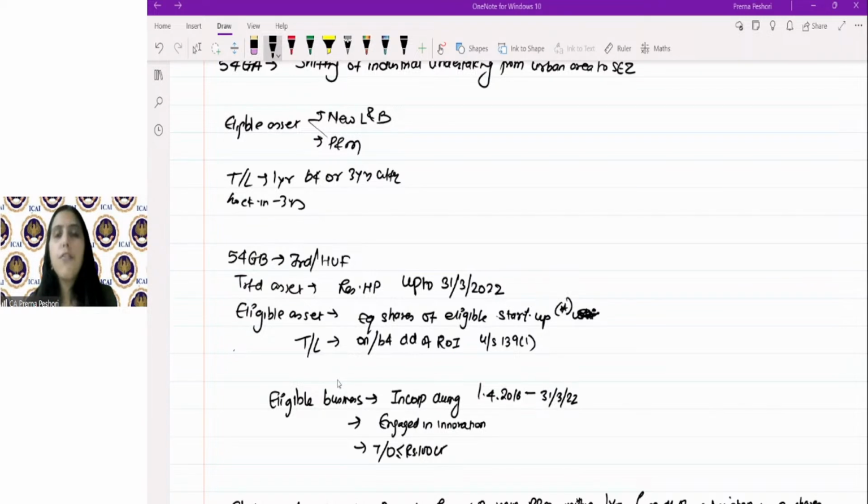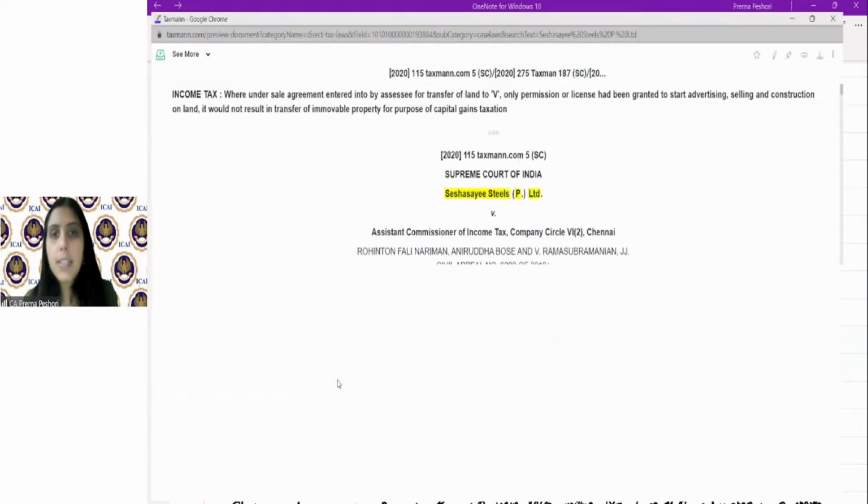Now, a few case laws, I would just cover very quickly, what we have not covered from your module, which are important. We have covered the entire chapter, but a few case laws I'll cover before we close the session. There is one recent Supreme Court ruling in the case of Shisei Steels. What was that ruling about? The question before the Supreme Court was about the sale agreement entered by the assessee.